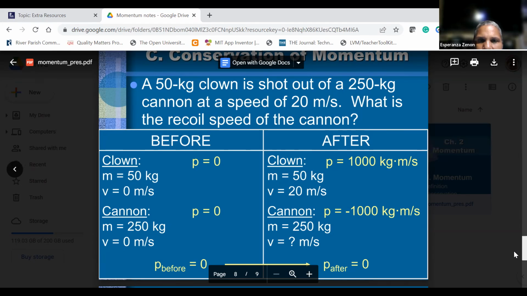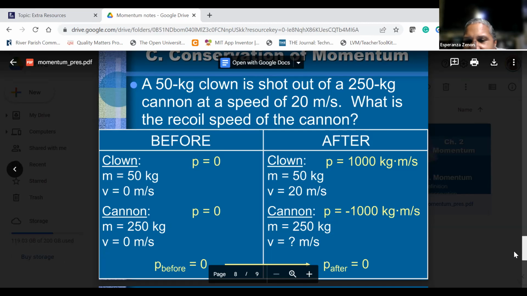Okay, so now you envision this clown inside this cannon, somebody fires up the cannon, the cannon fires, the clown goes flying, and the cannon recoils. That's what they want to know. How fast does the cannon recoil? We know that recoil, another word for that is kickback. So how much does the cannon kick back when it fires, okay? So we go to our conservation of momentum, okay?